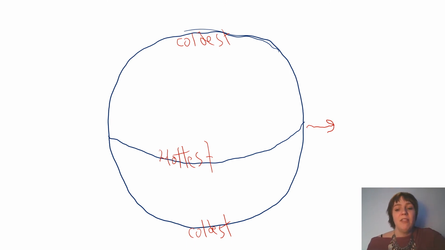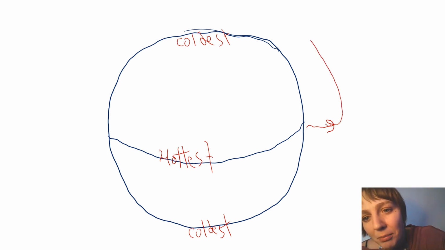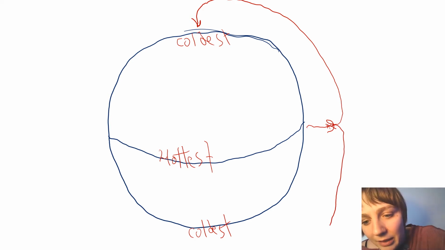So, if the Earth wasn't rotating, we would have warm air rising at the equator. It would go up, it would split off in two directions, heading up to the two different poles, and it would sink when it got to the poles, because that's where it's super cold, and that air would sink back down.